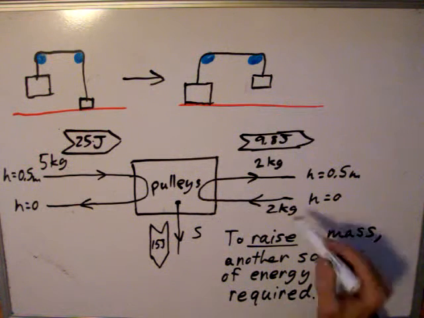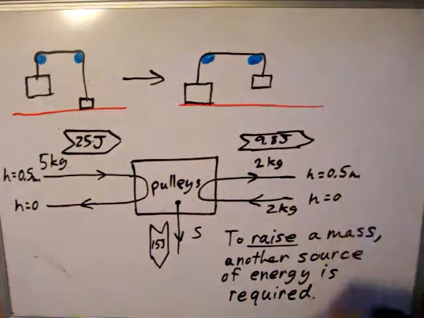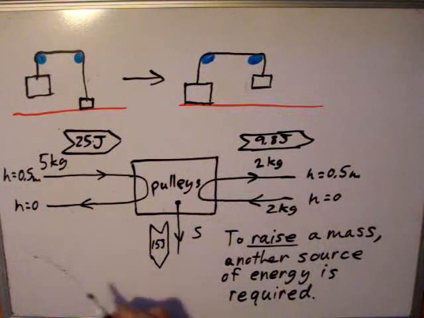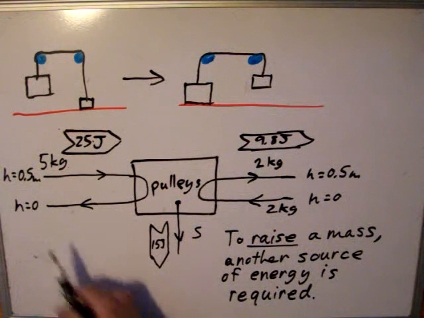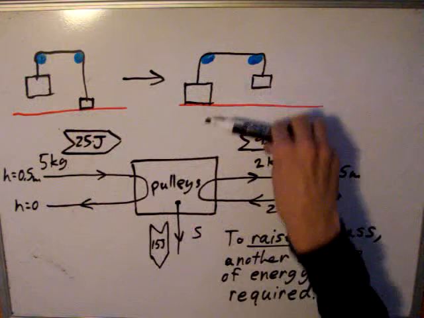So in this case, in order to raise this mass from a low height up to a high height, it's sort of going backwards against what nature wants to do with it. Well, in order to do that, we're going to need a source of energy. And in this case, the source of energy comes from this other weight, which started up high and fell down low.